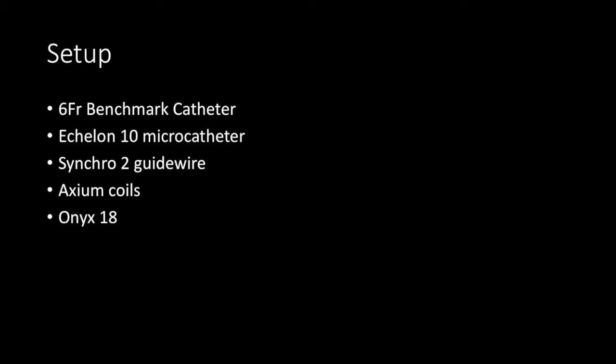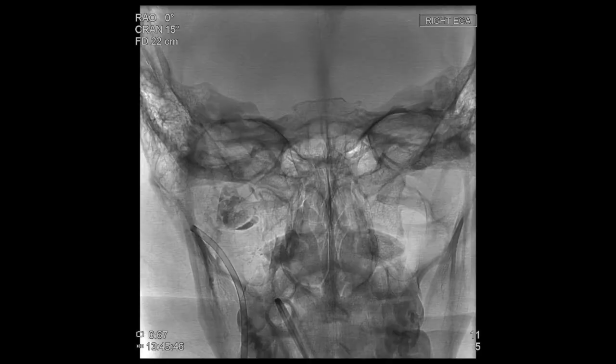For our setup, we used a 6 French Benchmark catheter, an Echelon 10 microcatheter, a Synchro 2 guide wire, and did embolization with Axiom coils and Onyx 18. A full 6-vessel cerebral angiogram was performed. The only opacification of the fistula came on the right external carotid artery injection.